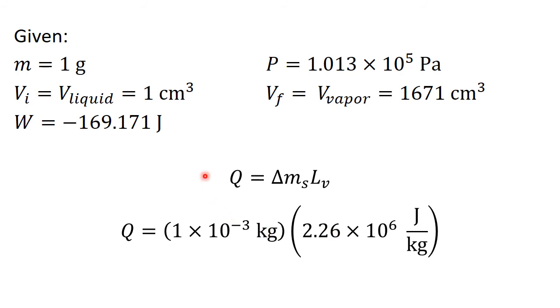Convert natin yung gram into kilogram kasi yung i-multiply natin is in terms of joule per kilogram. So, dapat maging uniform yung dimension natin. Dapat mag-agree silang lahat. And again, basic multiplication sa calculator, we get that heat absorbed is 2,260 joule.